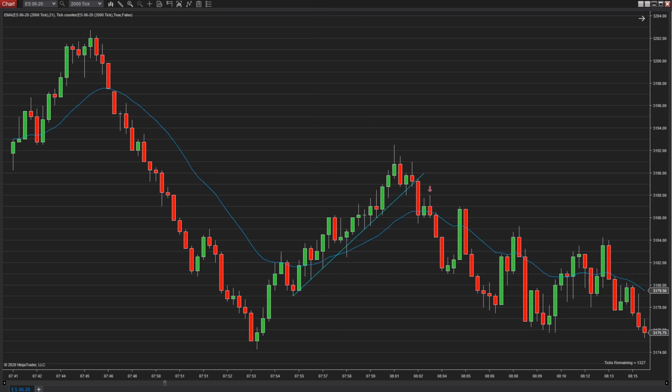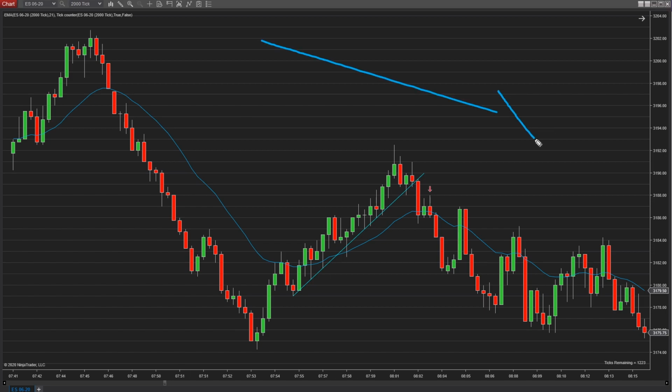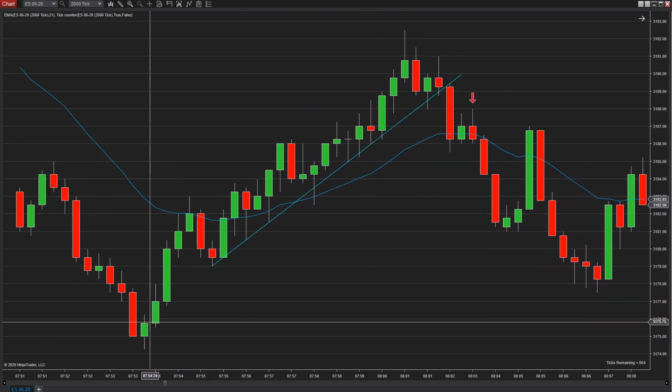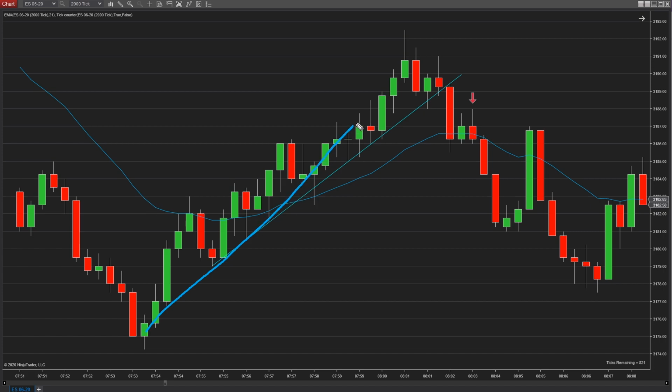So here we have a pretty good looking setup to the short side again. The overall trend is down, so we're going to look for reversals of the trend to the short side. What we have here is essentially the market does a little bit of an uptrend, makes a high, and then does a two-legged pullback. And we're going to look for that to fail.